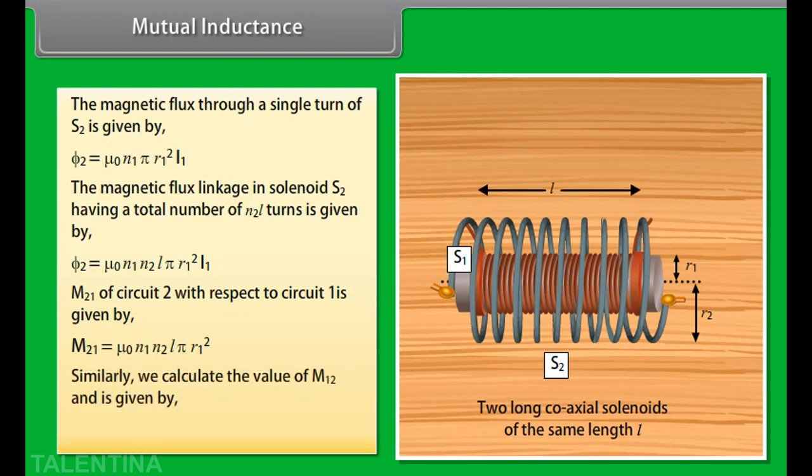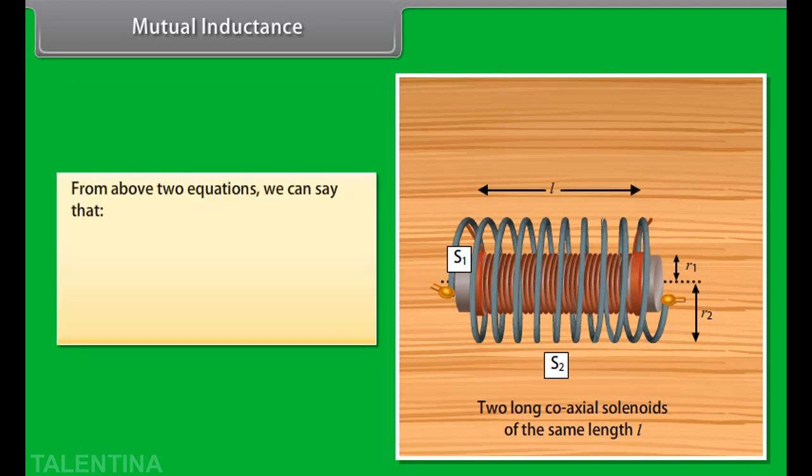Similarly, we calculate the value of M12, and it is given by μ0 N1 N2 L π R1². From the above two equations, we can say that M12 is equal to M21, which equals M. And the value of M is given by μ0 N1 N2 L π R1².